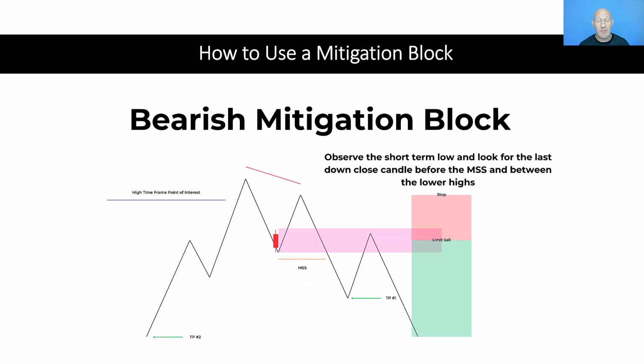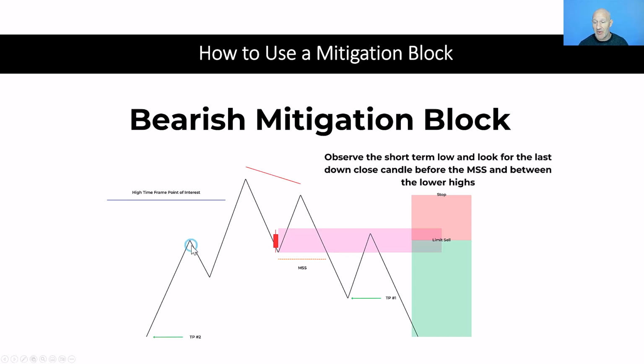So now we know what mitigation blocks are and we know the concepts behind why we should use them. So now we get to the important bit, and that's how we should use them in our trading. So to start off, we're going to look at our bearish mitigation block. So we're going to use the same piece of price action we've been using in the previous examples. We're just now going to layer on our trade just to frame out how we use the mitigation block.